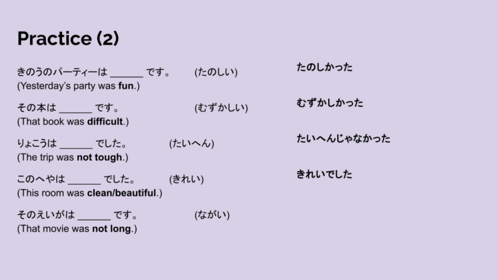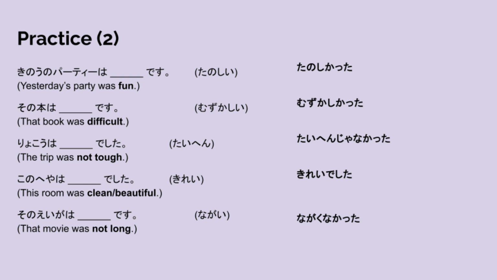Number 5. Sono eiga wa blank desu. That movie was not long. So it is negative past. Nagai is long, which is an I-Adjective, straightforward. Naga kunakatta. Because it is negative and past, you add the kunakatta at the end. That's where you get the ku from, because it is negative. Was not long. That's how you distinguish, I guess.